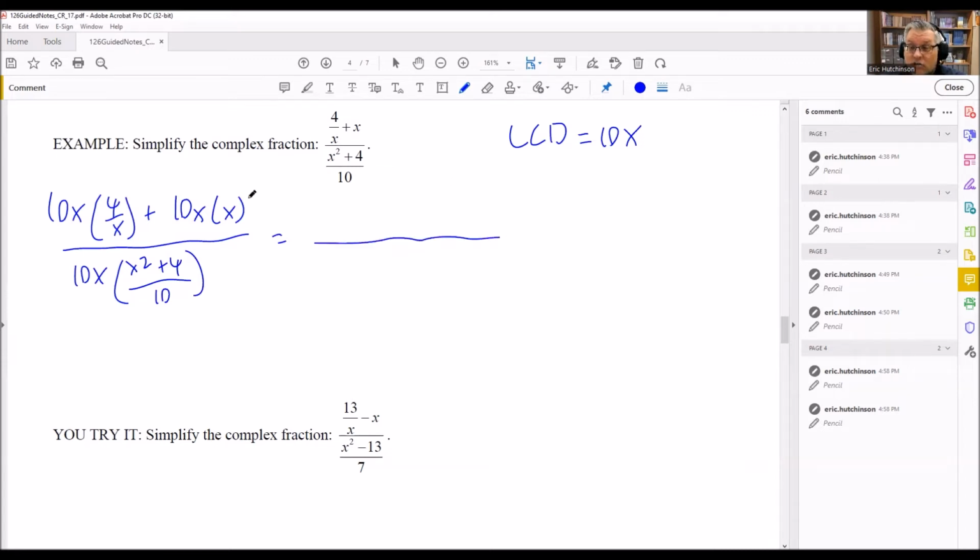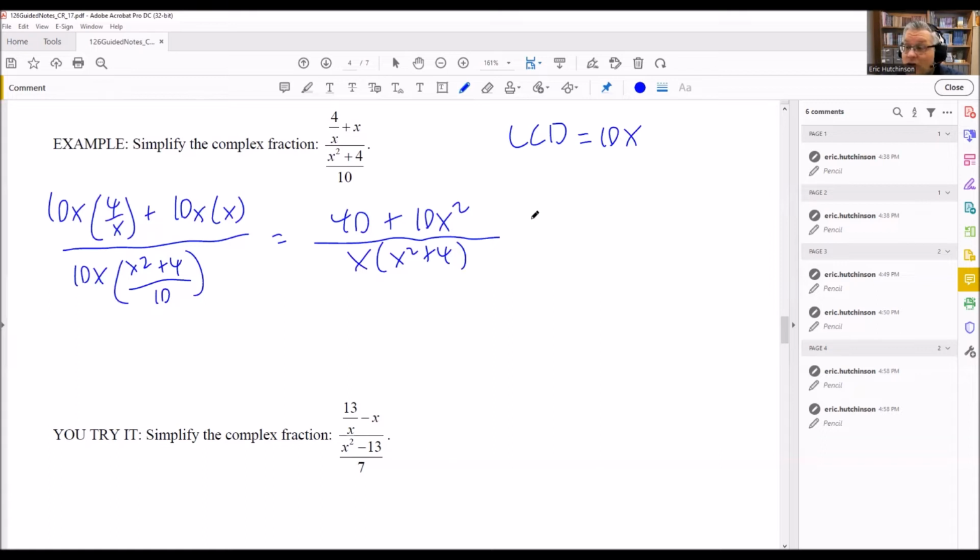Next thing I want to do is simplify each of those. Again, if you pick the right LCD, all these should cancel out. You shouldn't have any more fractions. For this one, 10 times 4 is 40, but then the x's cancel out. There are two x's multiplying together here, so that would be 10x squared. On the bottom, the 10s cancel out altogether, but I still have x times x squared plus 4.